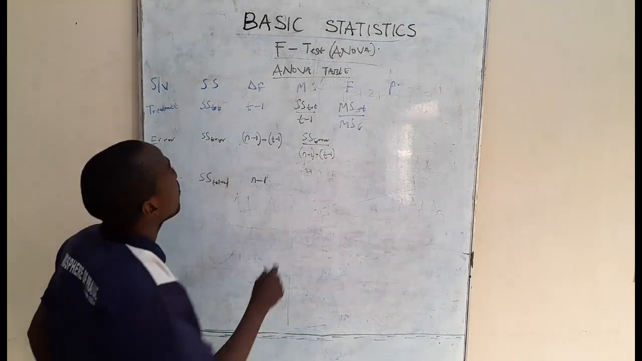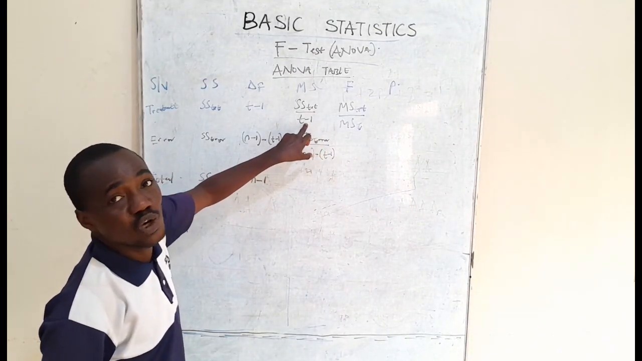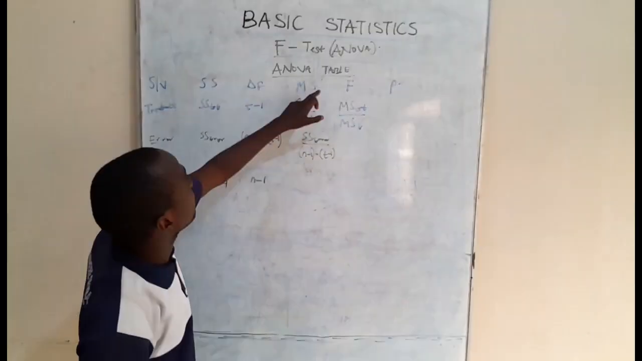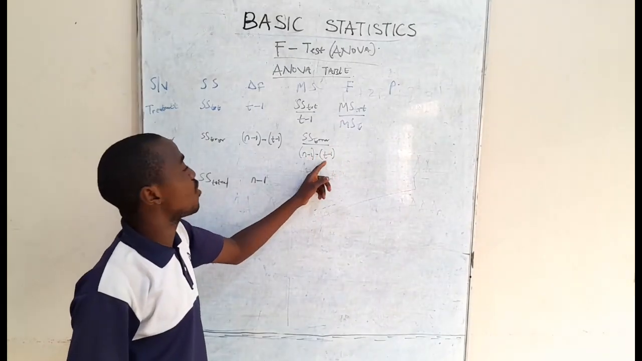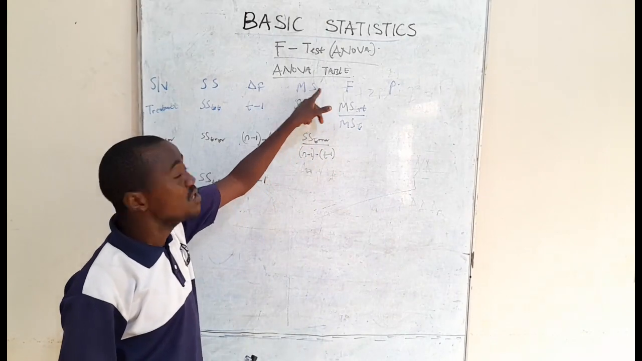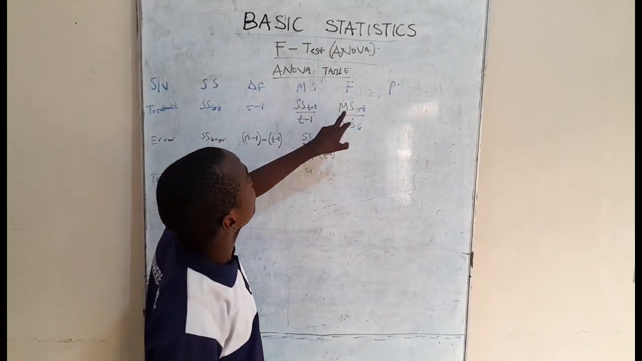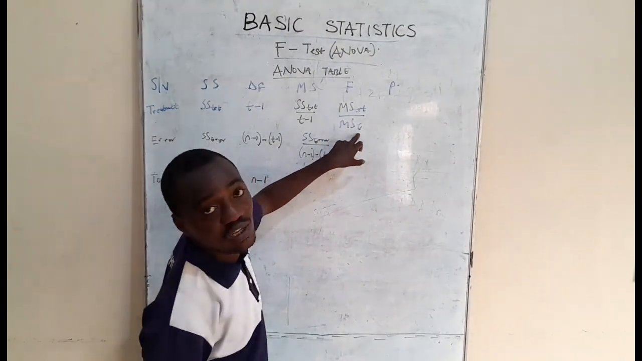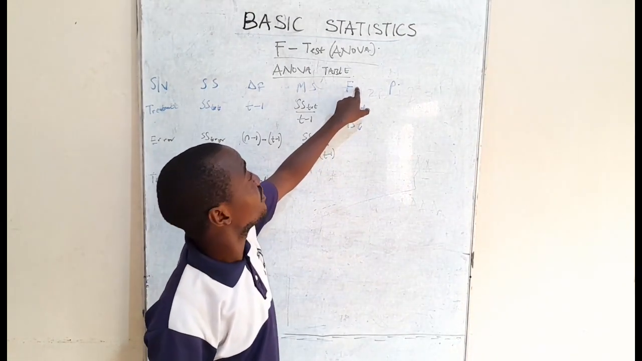Now, we go to what we call mean square. The mean square for treatment is the sum of square for treatment divided by the degree of freedom. Then the mean square for error is the sum of square for error divided by the degree of freedom for error. To get the F-test, we take the mean square treatment divided by the mean square error. That will give us the F-test, which is what we call the Fisher test.